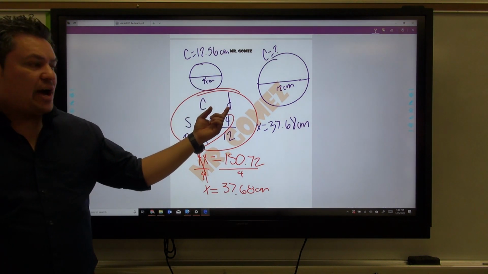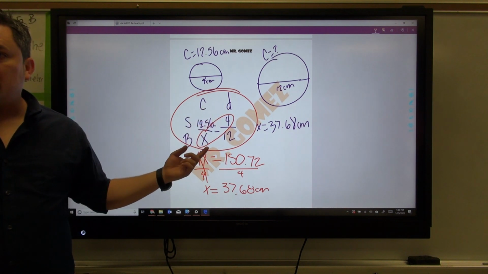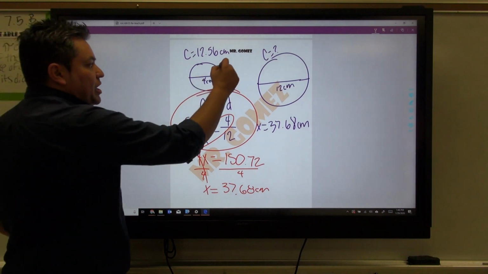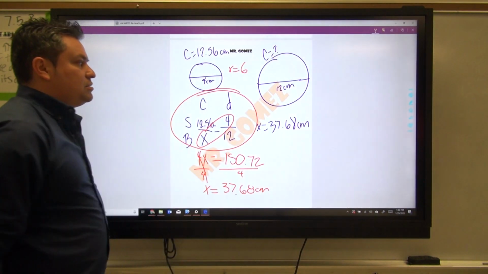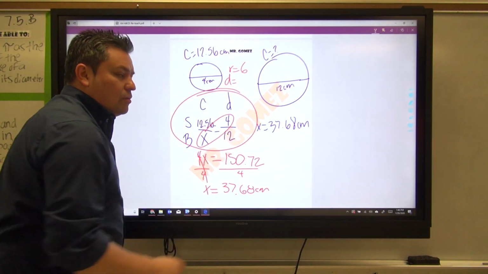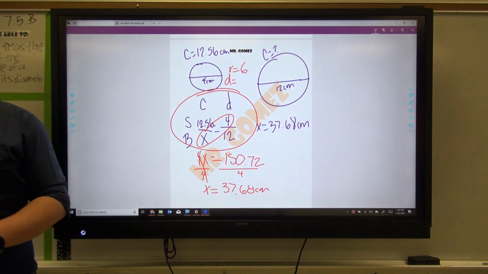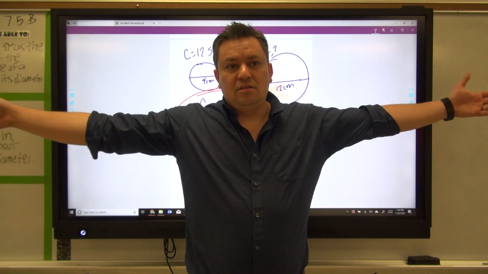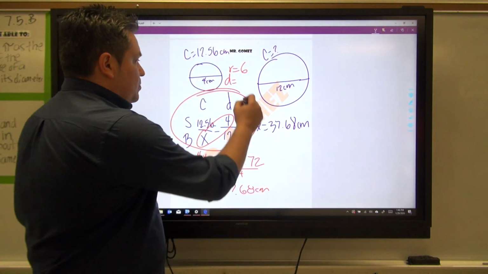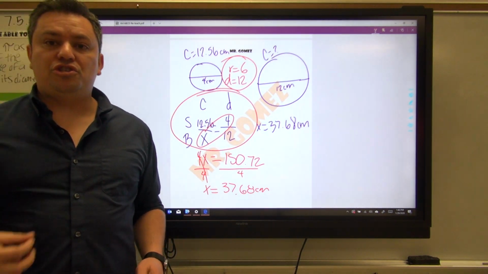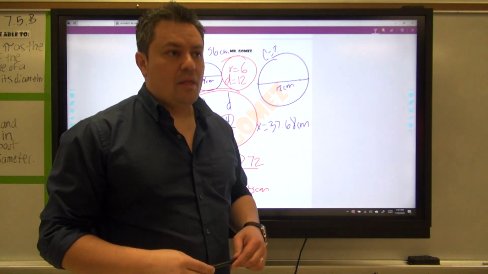What if they give you the radius? Can you find the diameter? If they give you the radius to be 6, can you find the diameter? What is it? 12. Radius is 6, diameter is 12, right? So you gotta pay attention to this right here. Whatever they give you, you should be able to come up with the other one.